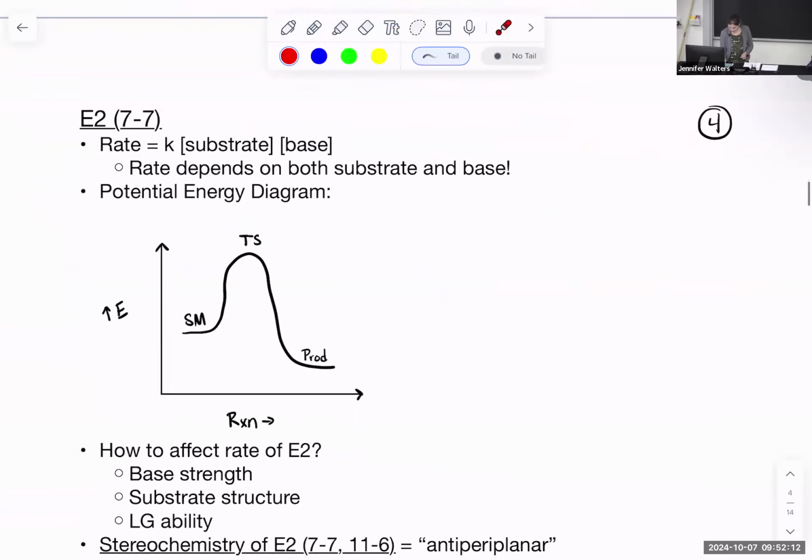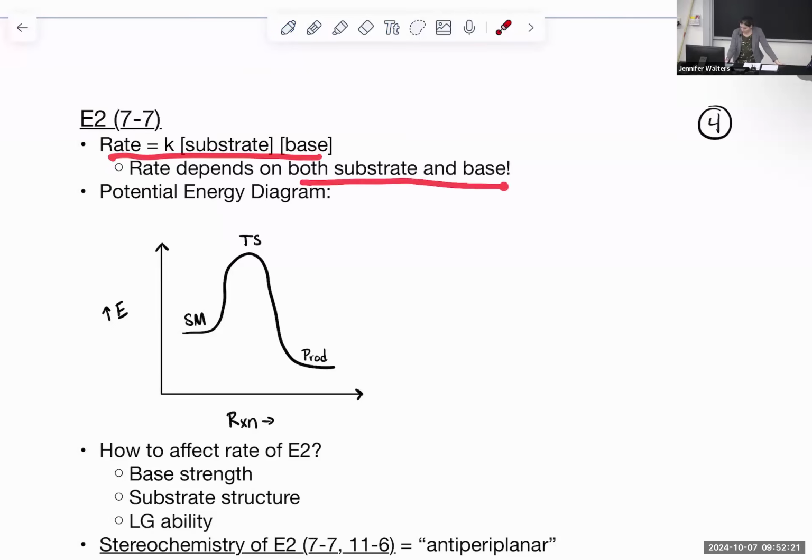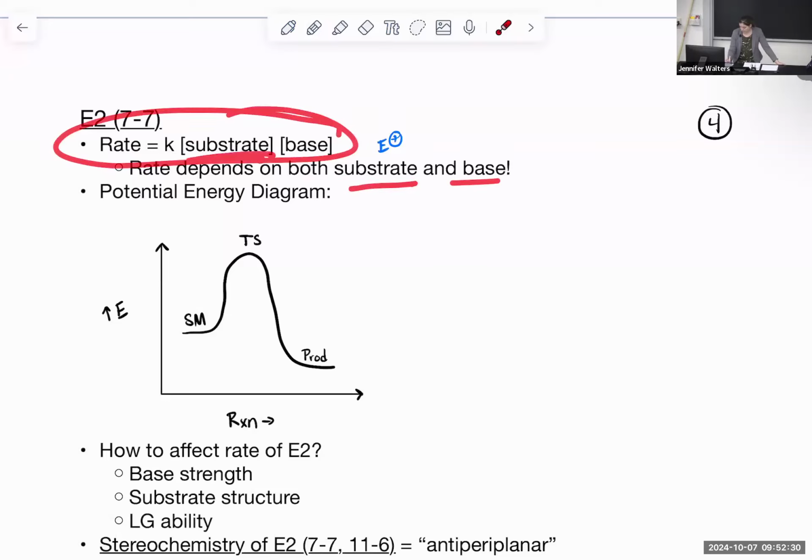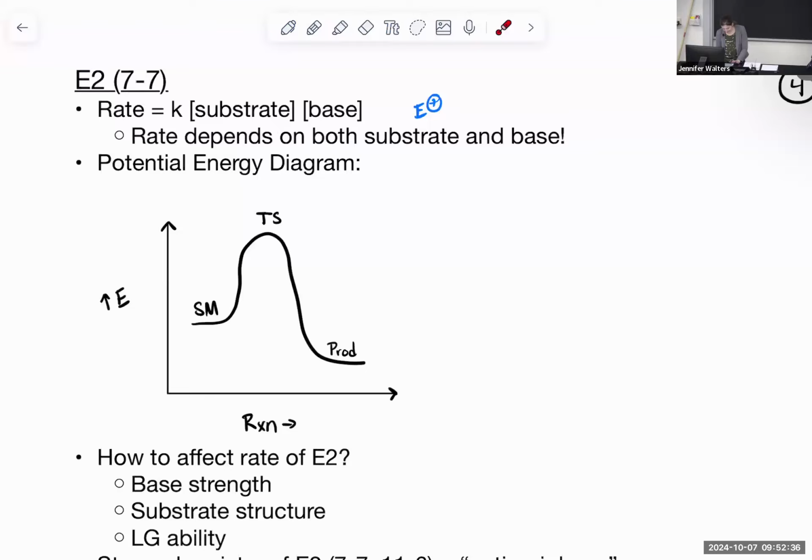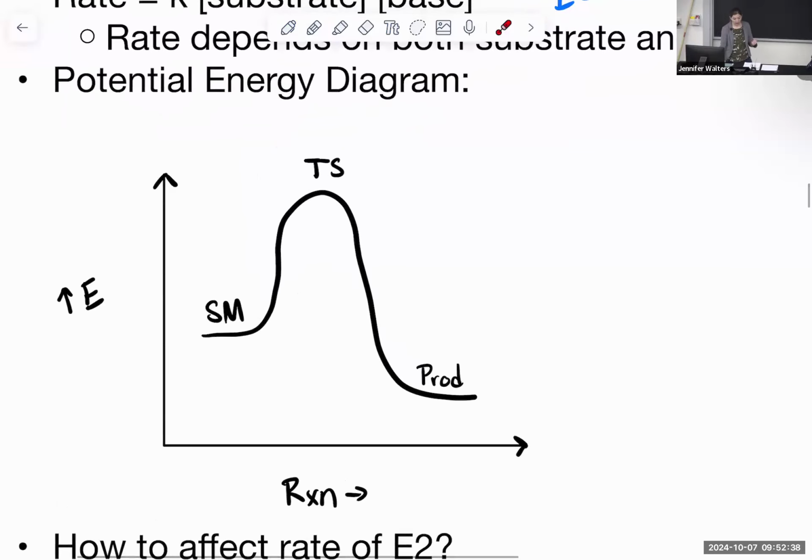All right, so for our E2 reaction, this is where we have that general rate equation where our rate depends both on the substrate, our electrophile, and our base. You need both in one step. So the rate equation has both substrate and base involved in it because E2, two molecules. Our potential energy diagram is going to show the one step because it happens all in one go.